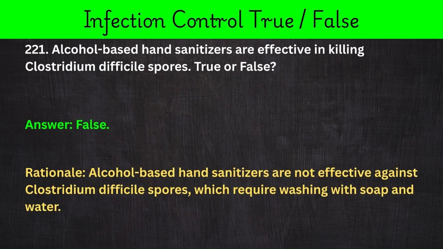221. Alcohol-based hand sanitizers are effective in killing Clostridium difficile spores. True or false? Answer: false. Rationale: alcohol-based hand sanitizers are not effective against Clostridium difficile spores, which require washing with soap and water.